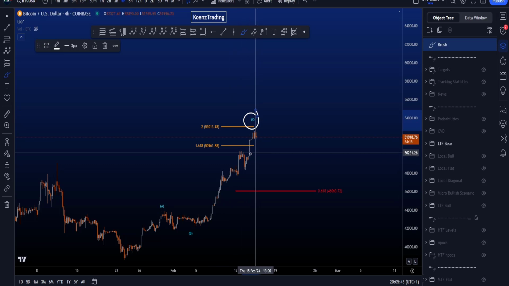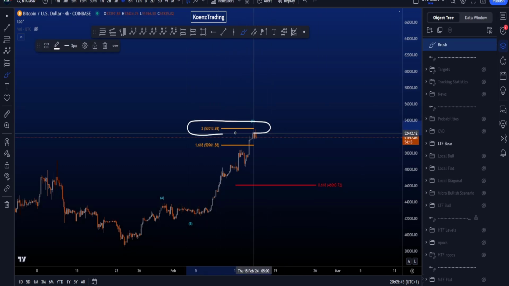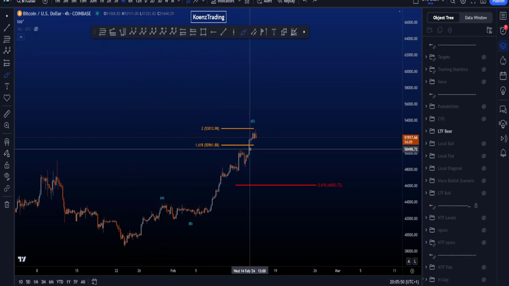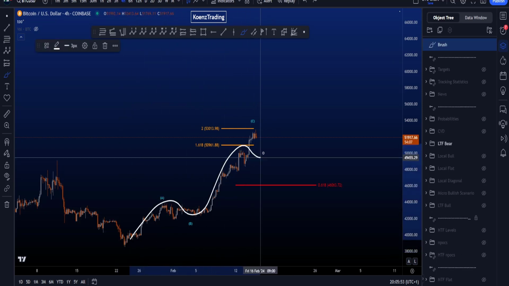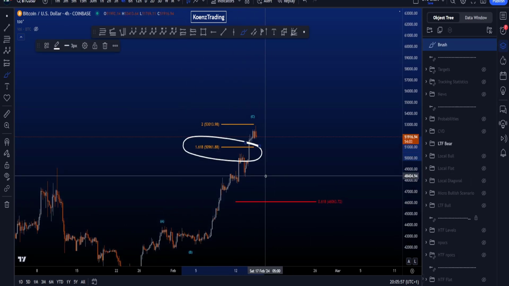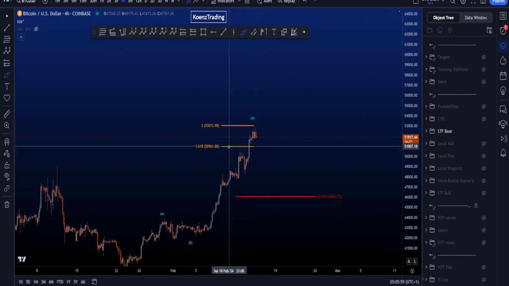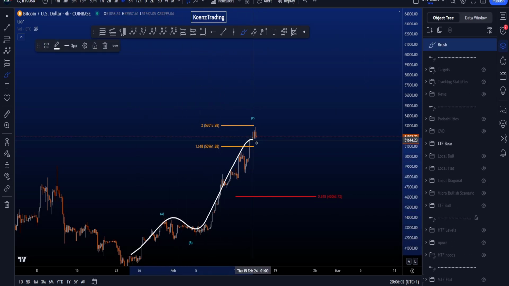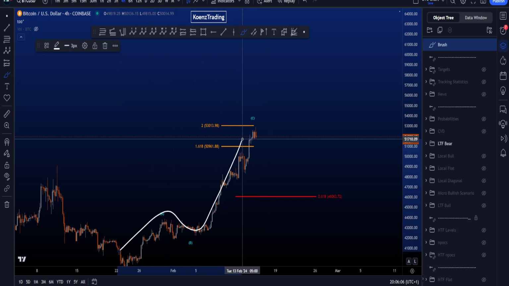Because this wave C is so extended, moving towards the 2 trend-based fib extension, taken from the low to the high of A to the low of B, the probabilities are higher that this is an impulse to the upside. The reason is, the 1.618 is still a relatively common target for wave C, but moving past the 1.618 really improves the probabilities for an impulse instead of an ABC.